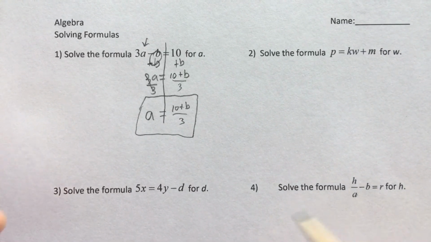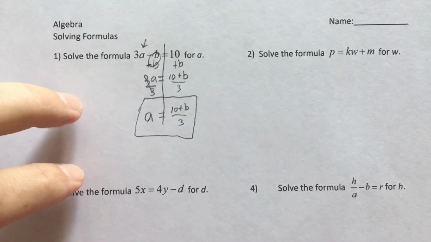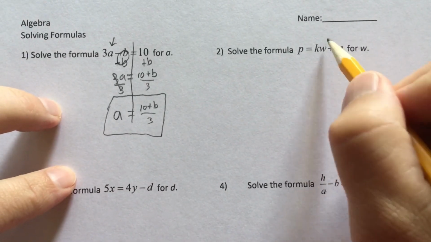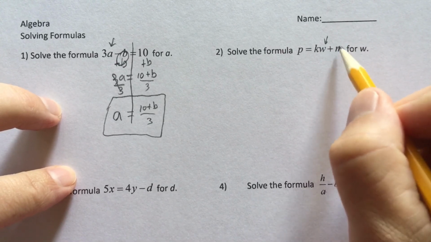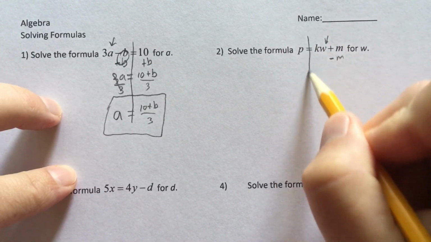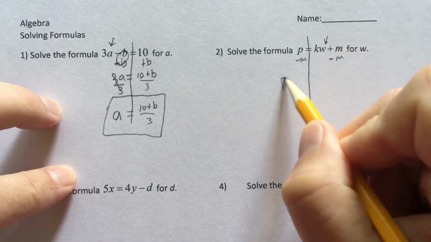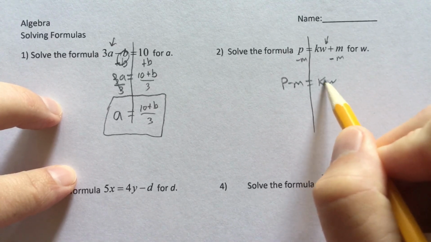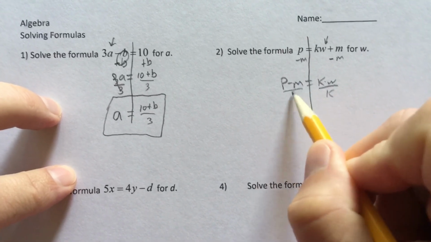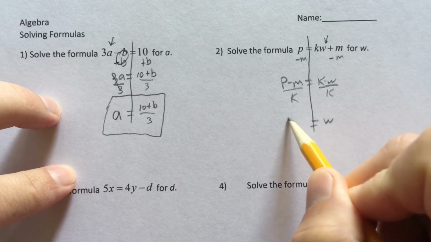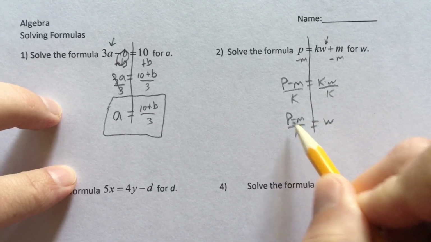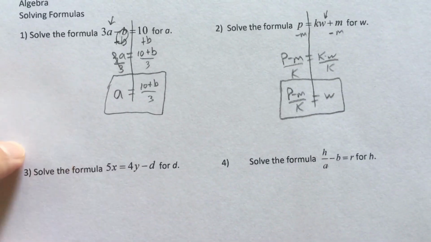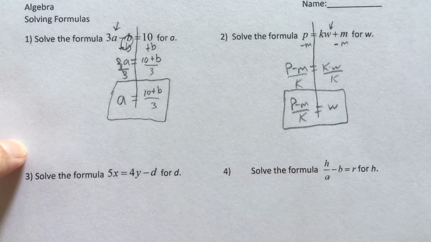These will give you weird answers, they're not going to give you just a plain number like our equations do, but that's okay. We're following the same kind of steps. Same thing here. We're solving this for w. So the m is the thing that's off by itself. I'm going to subtract m from both sides, and I'll get p minus m equals kw. Now I need to get rid of the k, so I'm going to divide by k, and we get w equals p minus m divided by k. So it's the same steps we've been doing, just with letters instead of numbers this time.